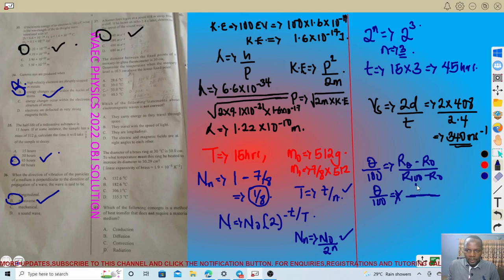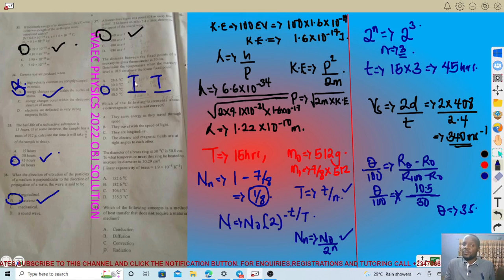So this is 10.5 and this is 30. The difference between the upper fixed point and lower fixed point, the distance between the fixed points, is 30. So we can say 100 times 10.5 divided by 30. That's just the answer. 100 times 10.5 divided by 30 is 35. So theta is 35. You can also do it with the basic method of drawing the thermometer graduation, which is basically what almost everybody will do, and I think that one is better.